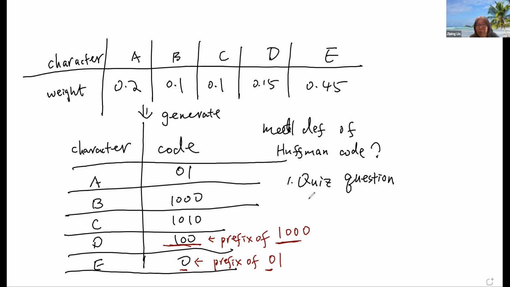So this is not. Okay, it's not. Because what? The reason is some of the codes are the prefix of the other codes. Okay, so that's the first quiz question. Okay, so we are done with this.